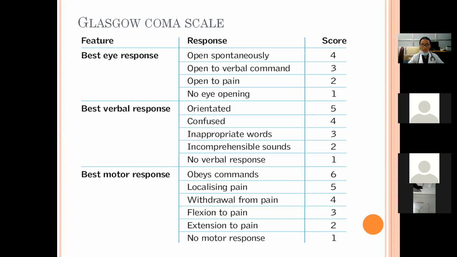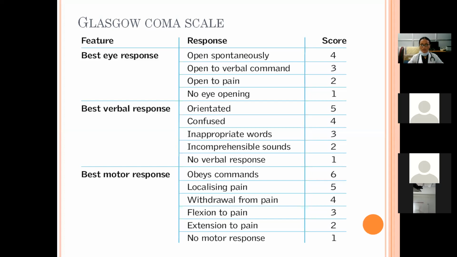And you sum up the score for each of these 3 responses, and then you see what is the total score, and then you comment upon what is the Glasgow Coma Scale of the child, which will indicate the consciousness level of the child. So just looking at it again, the best eye response is like this.